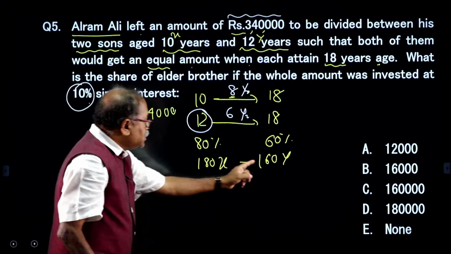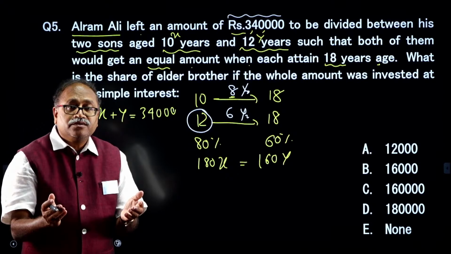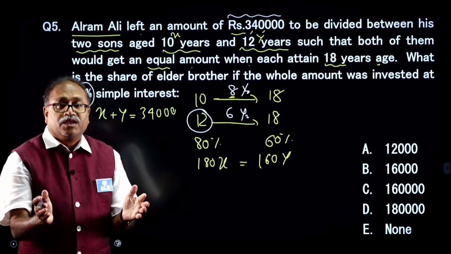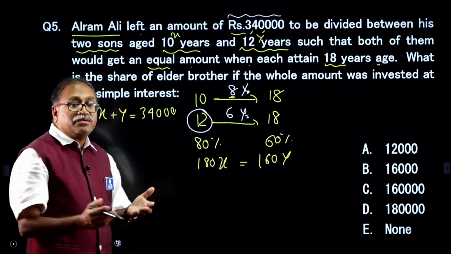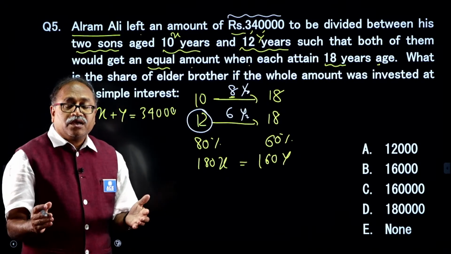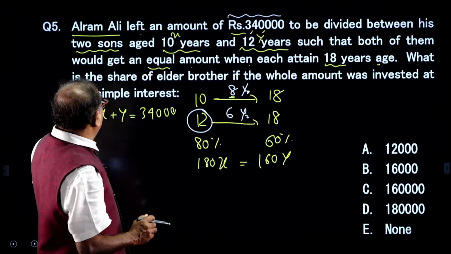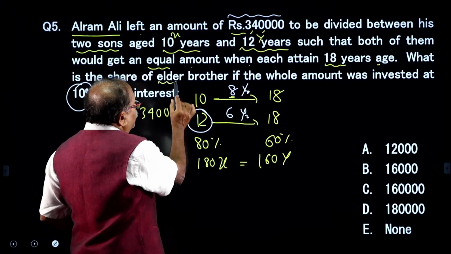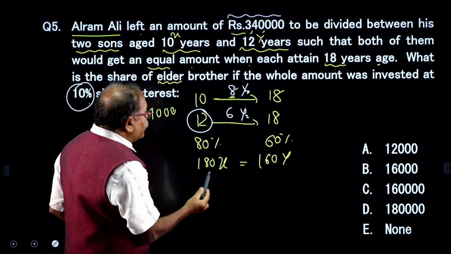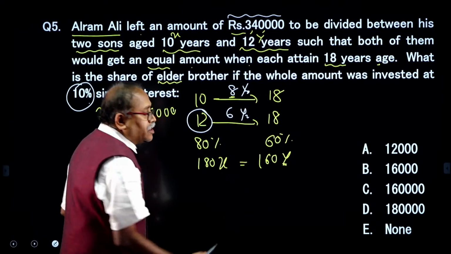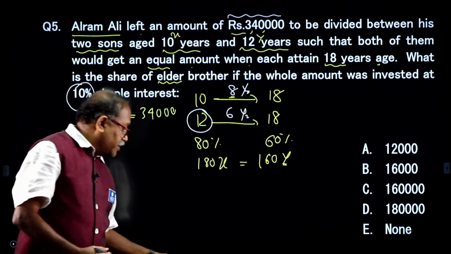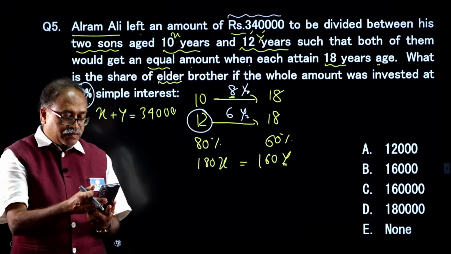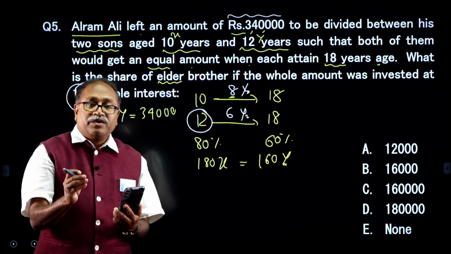By using this, can I get the ratio? Yes. I can get the ratio of x to y, and by using this ratio I will get the value of x and the value of y also. So what do I need to find out? The elder son. So I need to find the value of y. Come on my dear friends, I am sure some of you will be able to answer it.